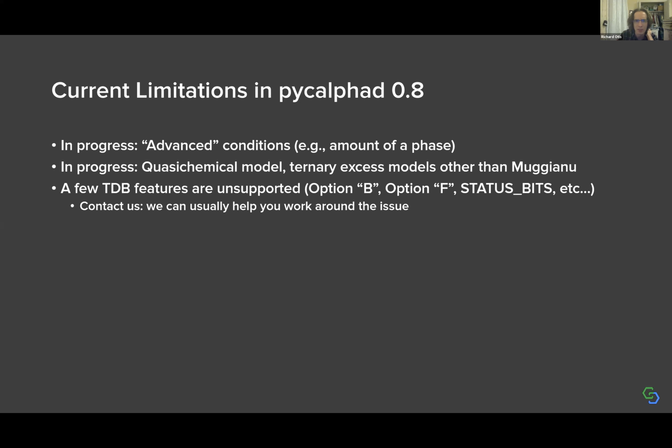In terms of current limitations, we're still working through more advanced conditions like being able to fix the amount and stability of a phase. This is really important for things like phase boundary tracing and efficient phase transition temperature calculation in multi-component systems. So we're working on this. I actually hope to have something to announce about that in the next few months.